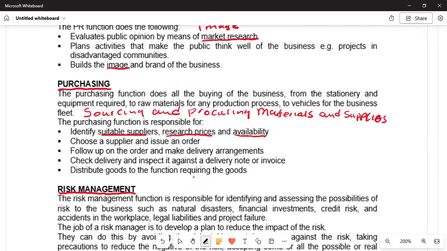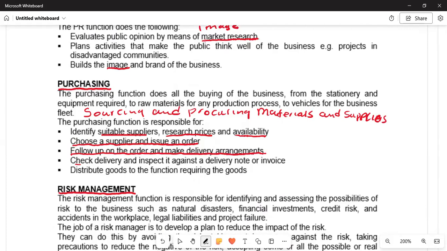So that is that. Also, to choose a supplier and issue an order. So they are the ones to choose the suppliers. They will have more suppliers, then they choose the best one that they can go for, with reasonable price, with quality raw materials, and knowing for sure that they always have a stock. Also, they follow up on the order and make delivery arrangements. So the orders are followed by the purchasing department, and also the delivery, to make sure that what has been ordered is going to reach the hands of the organization.